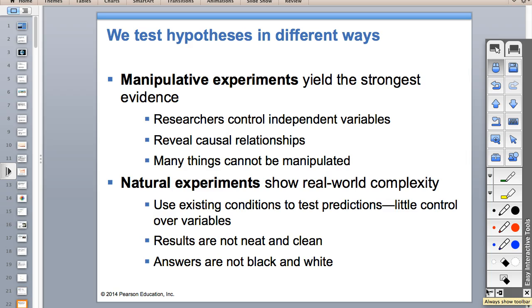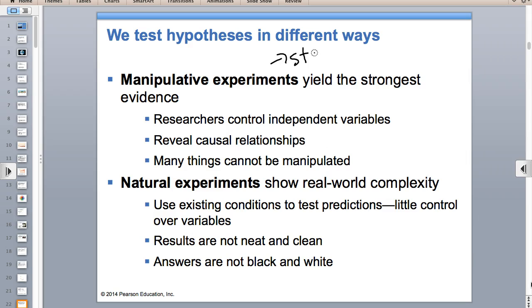A manipulative experiment is going to yield the strongest result. What I just explained to you is a manipulative experiment, where you manipulate your independent variable and you test the results with your dependent variable. This is like a standard. The manipulative experiment is your standard science lab. You have a control, you have an independent variable, and then you can see what happens. You can measure the results.